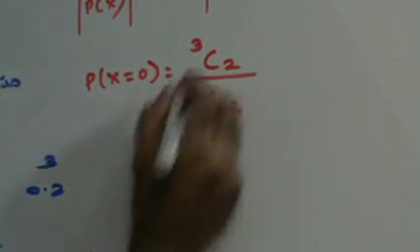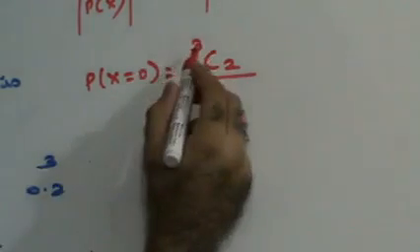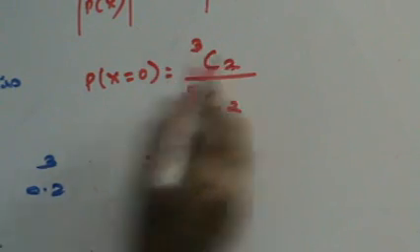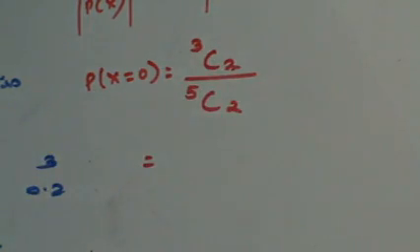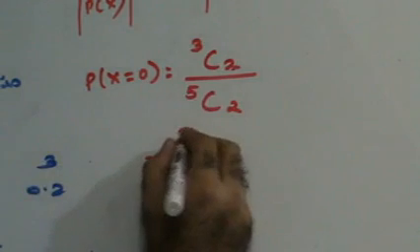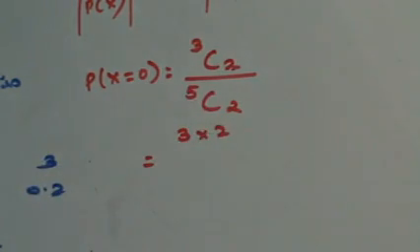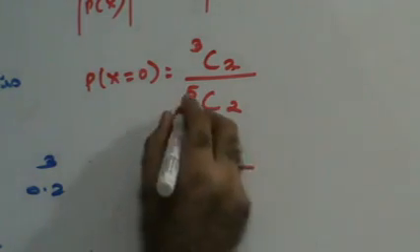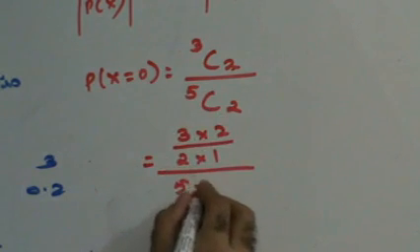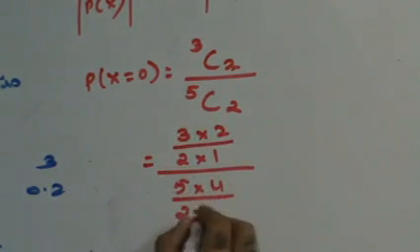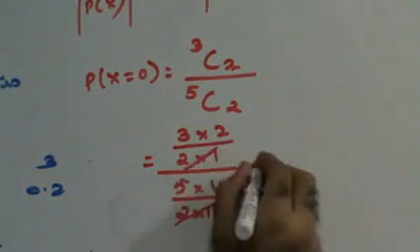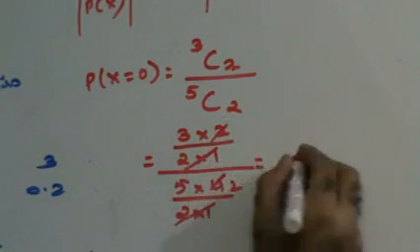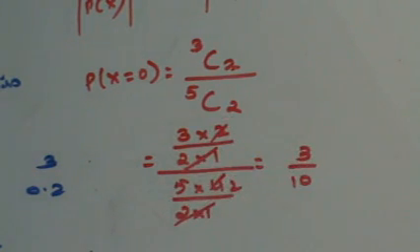How do you solve this? Permutation combination, 11th standard. From 3 write 2 terms in descending order, so 3 into 2, and in the denominator 2 into 1. From 5 write 2 terms in descending order, so 5 into 4 upon 2 into 1. So 1s are gone, 2s are gone. This is 3 upon 10. That's the probability of 0 yellow marbles.